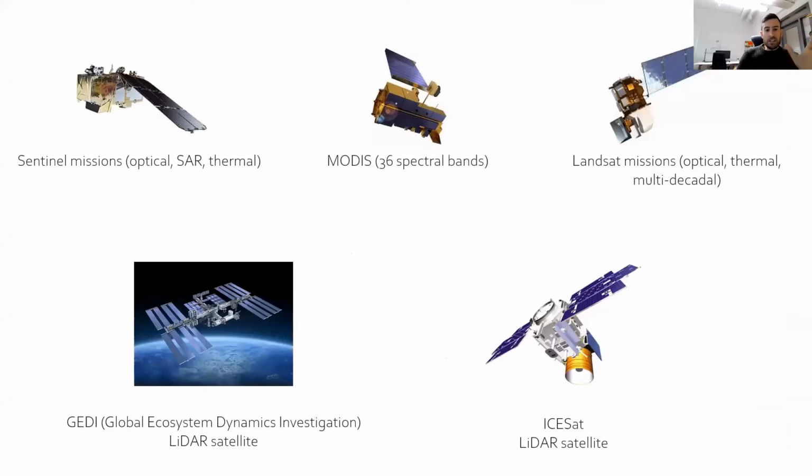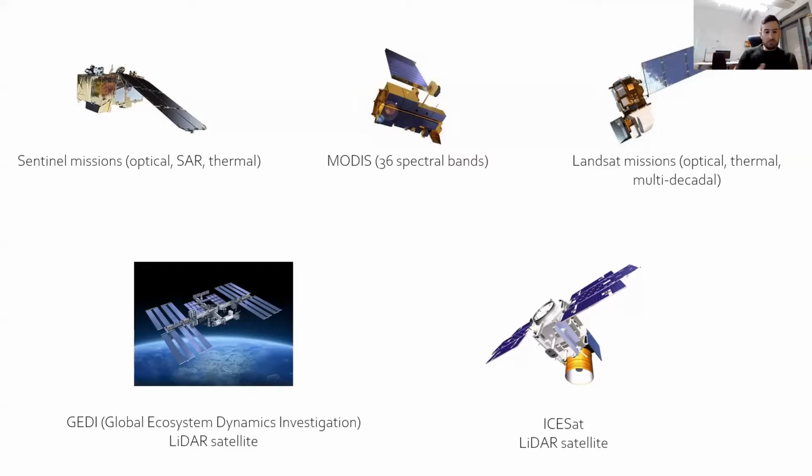I'm not going to go into details through this because it was very well covered in the previous presentation, but we have a huge choice these days of platforms, a huge choice of sensors. We've got the Sentinel missions, including optical, SAR, thermal sensors. We've got MODIS, which has a huge spectral resolution, 36 spectral bands. And then we have the Landsats that go back about 30 years. So with the Landsats, we can really address really long-term timescales.